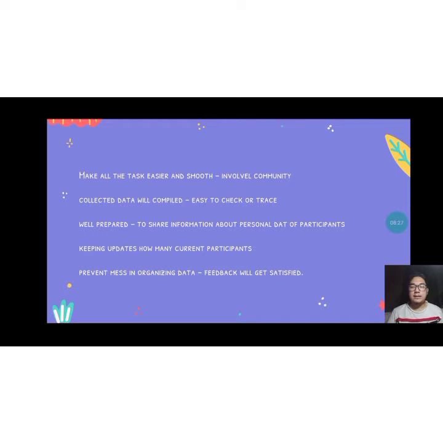So it can be concluded that our team is really important in the event to compile and manage all the data well, because this will prevent a mess in organizing the data. This is important because the event involves the community, so that the feedback from the community is satisfied with the quality in handling the big event.